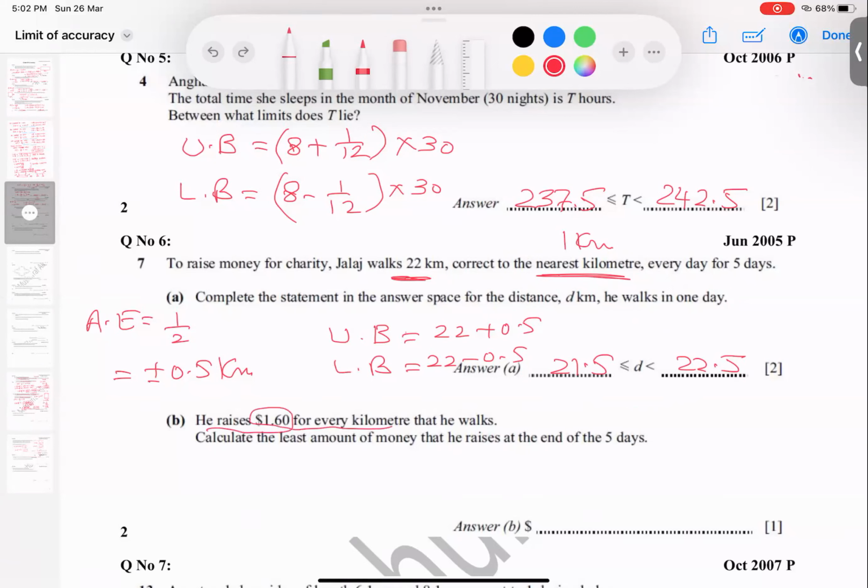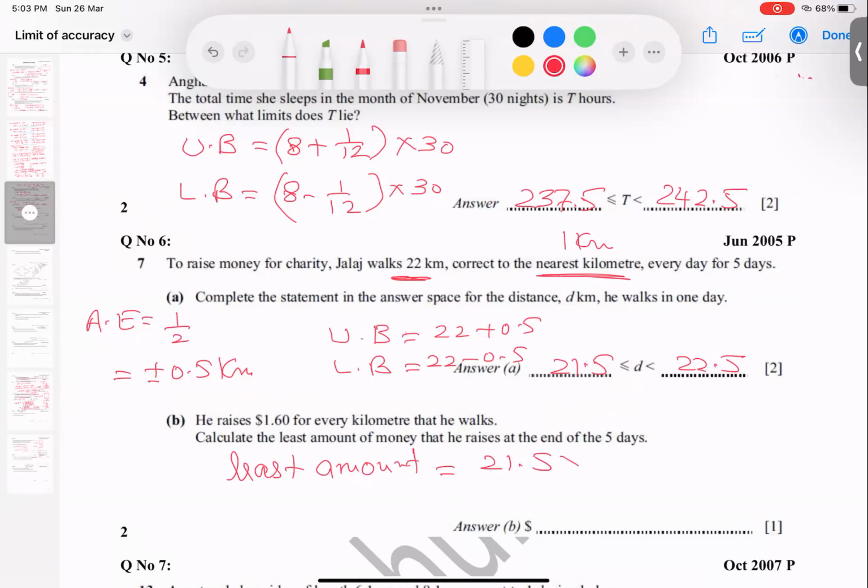Now he's saying that he raises $1.6 for each kilometer that he walks. If you walk 1 kilometer, he raises 1.6. 2 kilometers, 1.6 times 2. 3 kilometers, 1.6 times 3. I hope that's clear. He's asking what the least amount he can raise in 5 days is. So least amount means lower bound. Don't use upper bound, use lower bound.